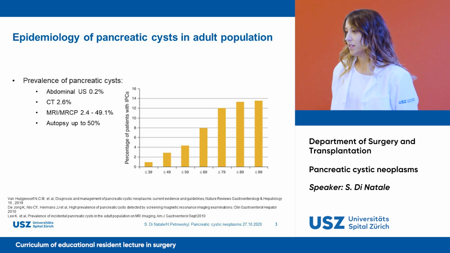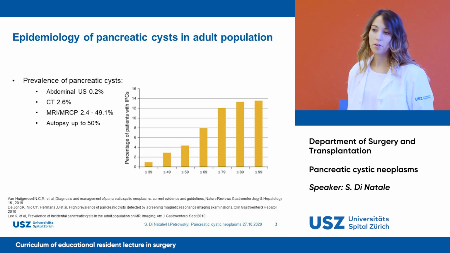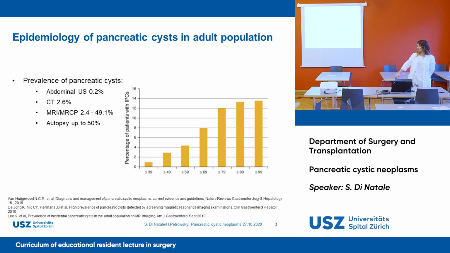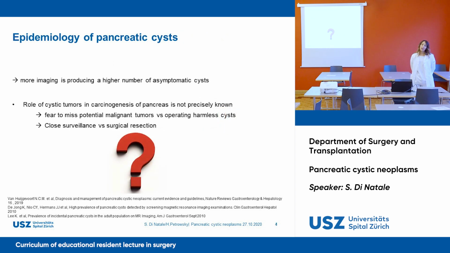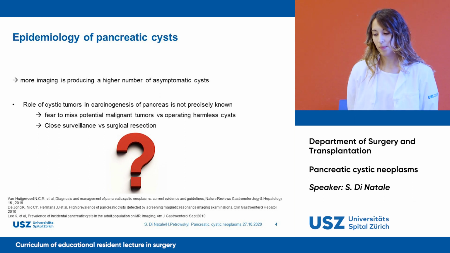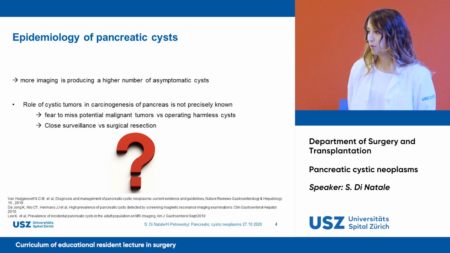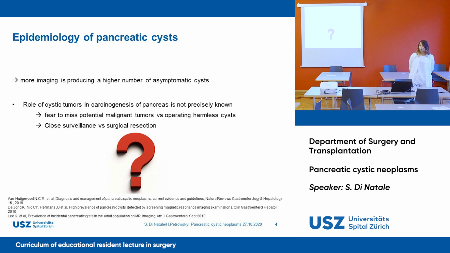As the overall incidence of pancreas cancer-related mortality is fairly stable, the increase in detection of pancreatic cystic neoplasm is due to the increased use of abdominal imaging and the higher quality of that imaging. So more imaging is producing a higher number of asymptomatic cysts. As the role of cystic tumors in carcinogenesis of the pancreas is not precisely known yet, the main difficulty is to distinguish between potentially malignant tumors and harmless cysts. So which pancreatic cystic neoplasm should be surveilled closely and which one should be resected?